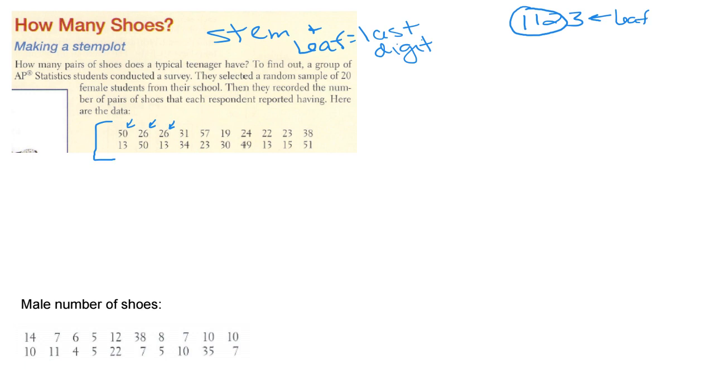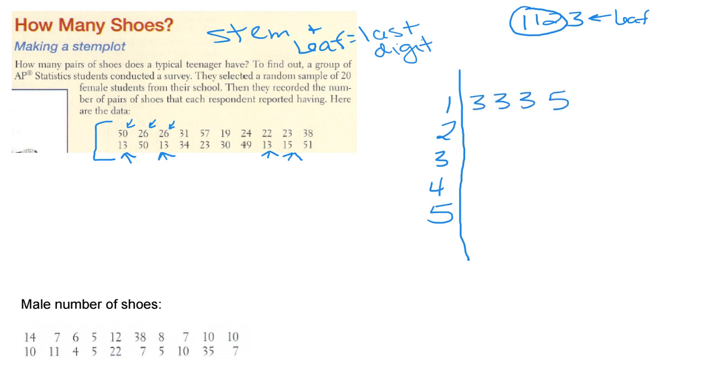So when I separate these out, I'm looking at my stem, and I'm going to put my stem down the middle. So 1, 2, 3, 4, 5. And then I'm going to put my leaves off to the right. And I'm going to ideally put those in ascending order. So I'm going to look at the ones first. So I have 13. So I have 3, 3, 3, and 5. So I have 3 threes and a 5.